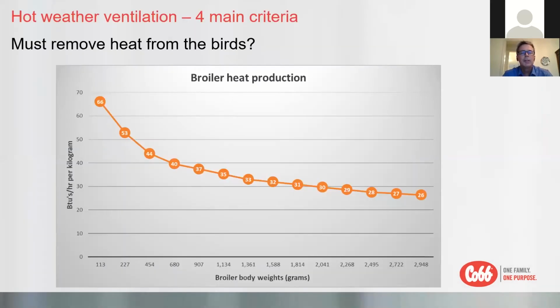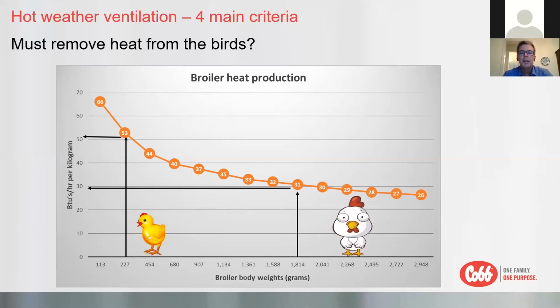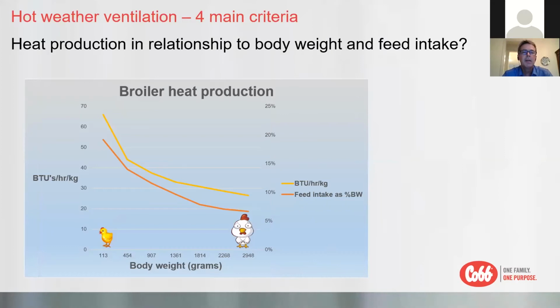When we look at broiler heat production, we have to look at, in terms of BTUs per hour per kilogram, how much heat or energy is produced by the bird. As the bird ages, the amount of BTUs per kilogram per hour decreases. We would assume that a larger broiler or larger pullet produces more heat in terms of BTUs per hour, but it's the opposite effect. And why is that? It's simply in terms of feed intake.